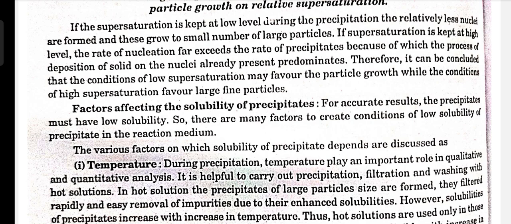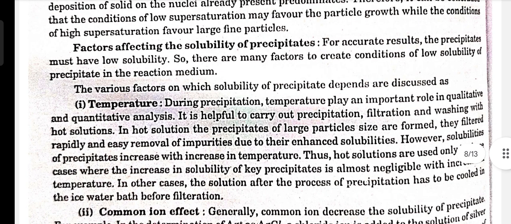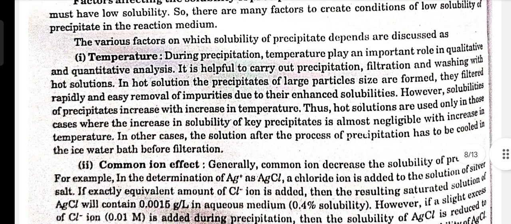Factors affecting the solubility of precipitates. For accurate results, the precipitates must have low solubility, so there are many factors to create conditions of low solubility of precipitation in the reaction medium. Number 1. Temperature. During precipitation, temperature plays an important role in qualitative and quantitative analysis. It is helpful to carry out precipitation, filtration, and washing with hot solutions. In hot solution, precipitates of large particle size are formed. They are filtered rapidly and impurities are easily removed.